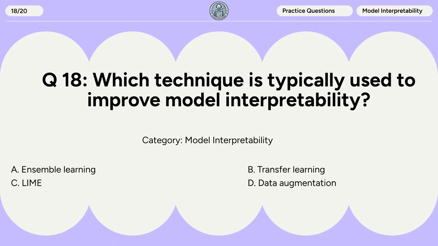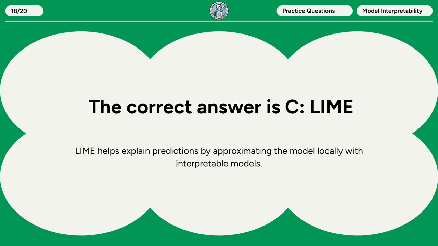Question 18. Which technique is typically used to improve model interpretability? A. Ensemble learning. B. Transfer learning. C. LIME. D. Data augmentation. The correct answer is C. LIME. LIME helps explain predictions by approximating the model locally with interpretable models.